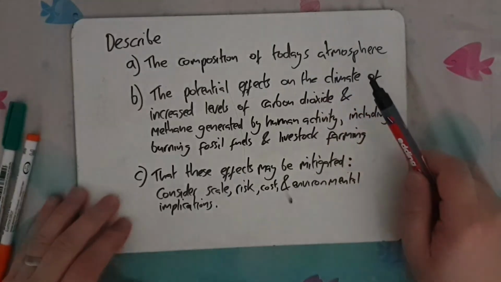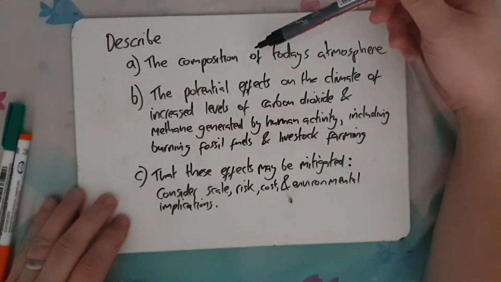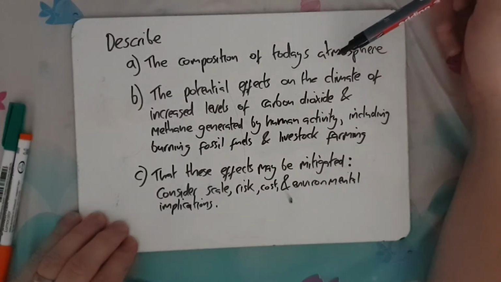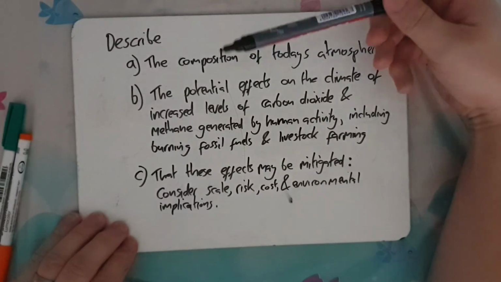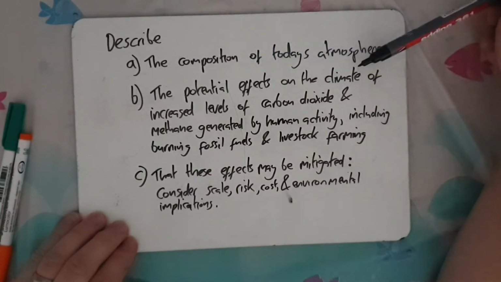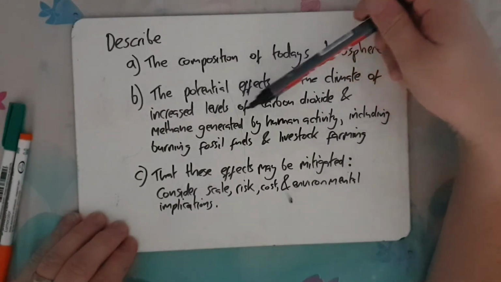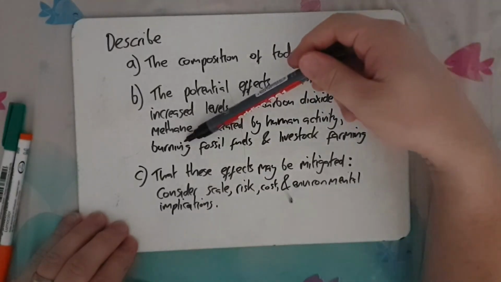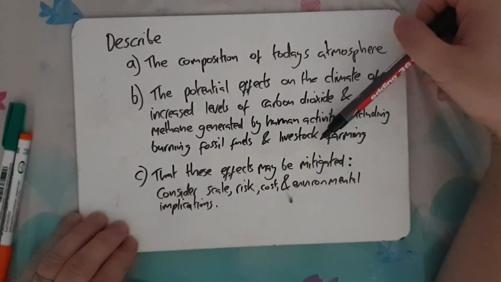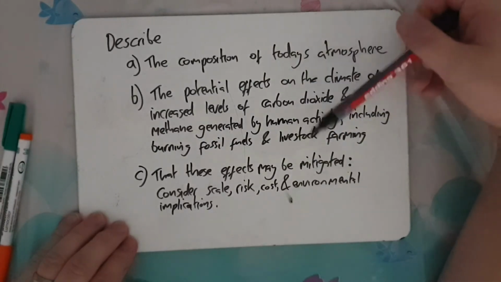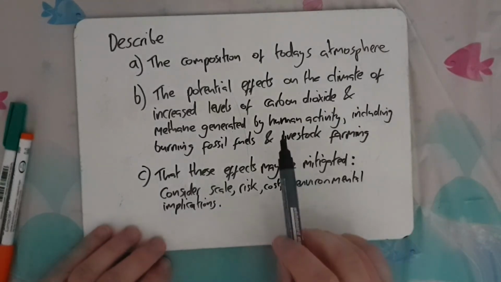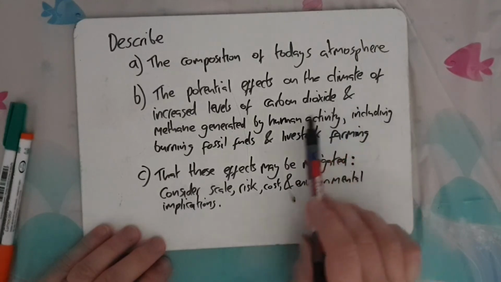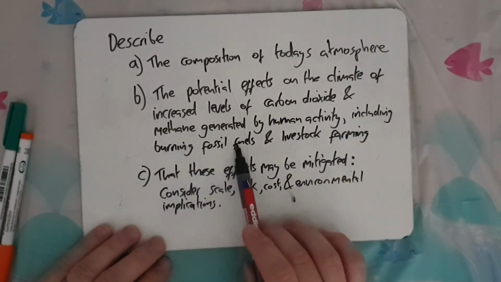So that's the first one. Composition of today's atmosphere: 78% nitrogen, 21% oxygen, 0.9% argon, 0.04% carbon dioxide, and then trace amounts of other gases. Okay, B. The potential effects on the climate of increased levels of carbon dioxide and methane generated by human activity, including burning fossil fuels and livestock farming. So I'm just going to pull this into two sections. This bit. So carbon dioxide is generated by human activity, which is burning fossil fuels.